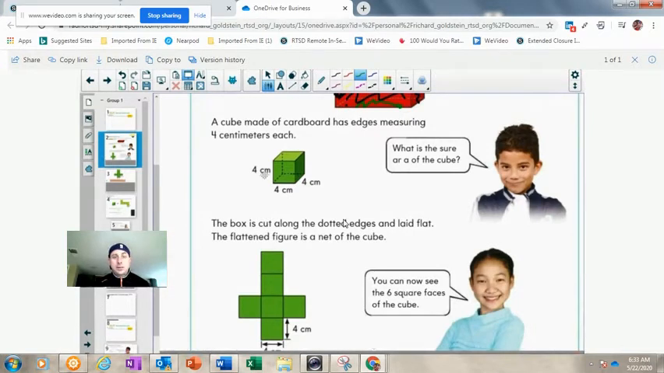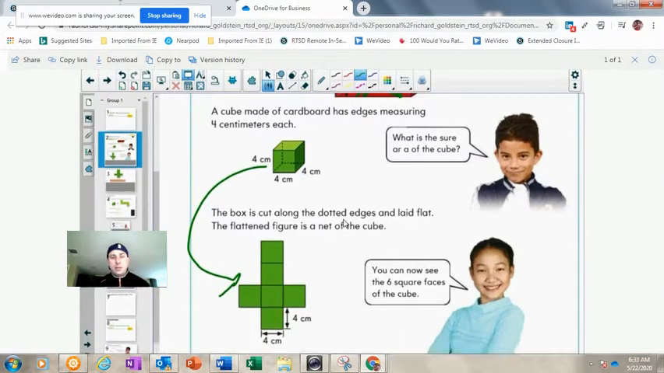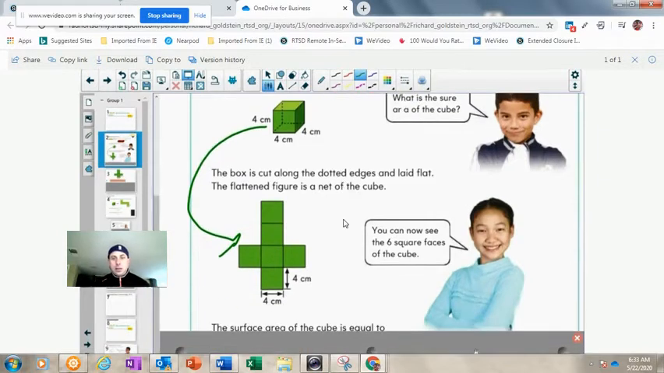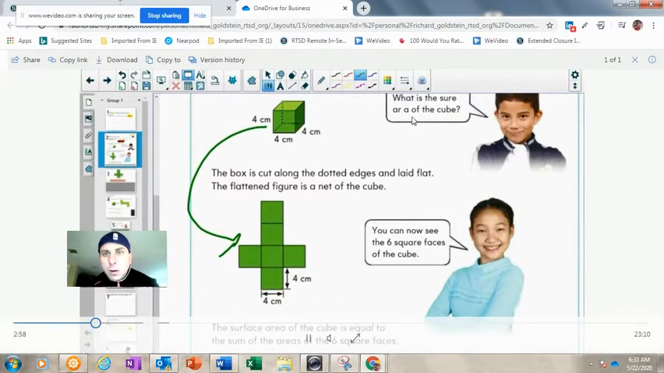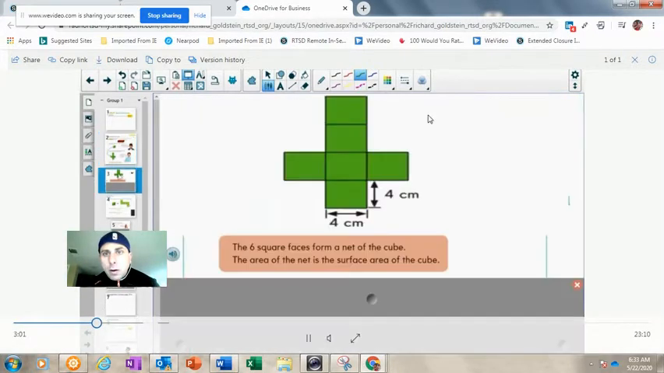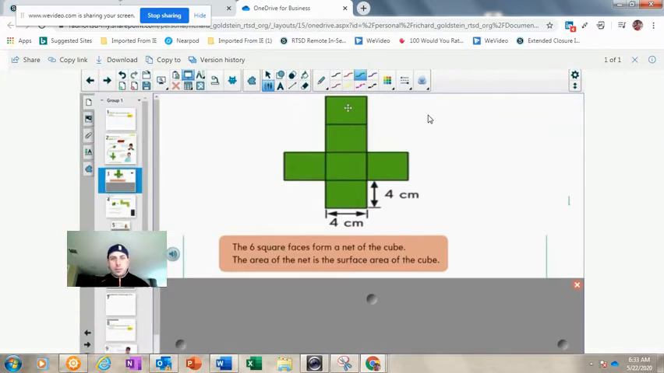If you take a box and you were to break it at the different folding points, you could actually unfold a box into the shape of a net. So the figure of the 4 by 4 cube is the same exact figure as the one you see below. She's saying you can now see the 6 square faces of the cube. And the young man is asking, what is the surface area of a cube? It should say area. It looks like there's a typo there.